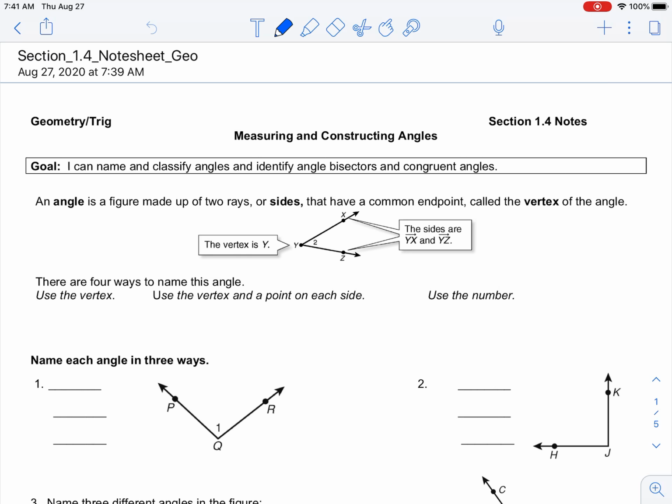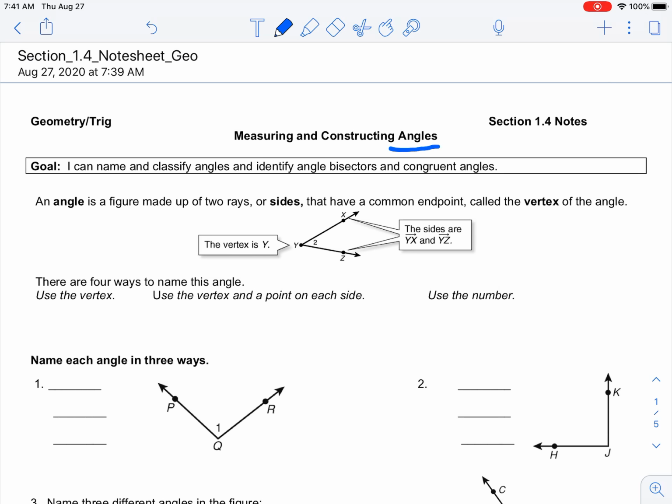Okay, today we're going to go ahead and get into section 1.4. This time we're going to be looking at measuring and constructing angles. So we're going to be looking at what is an angle. Our goal is to identify angles, angle bisectors, and congruent angles.